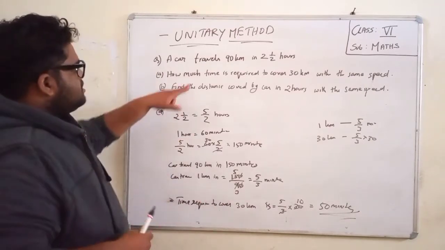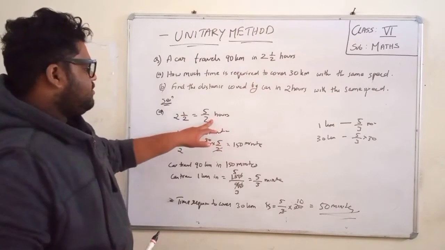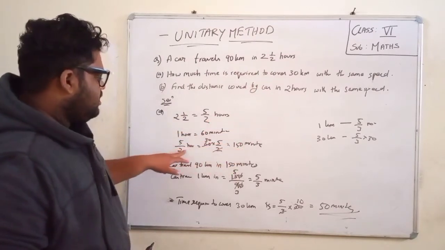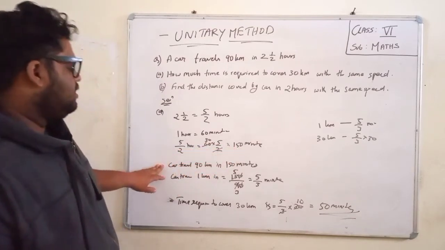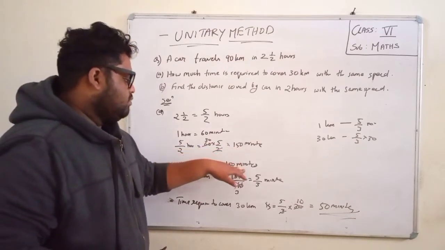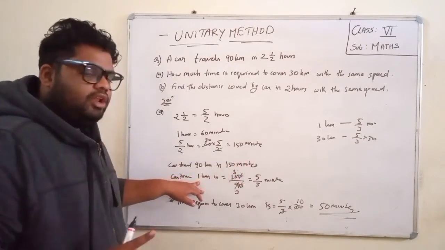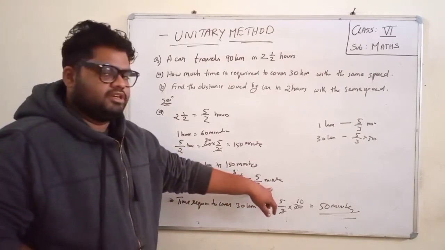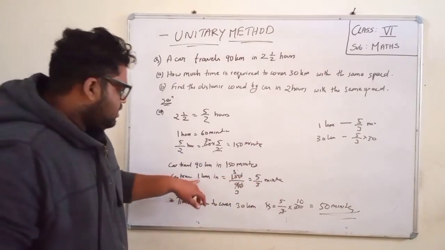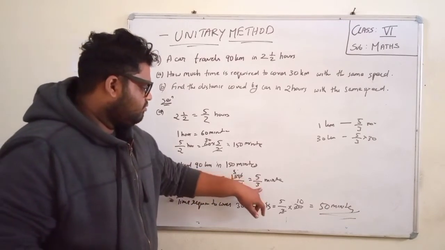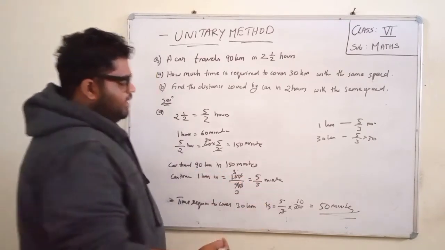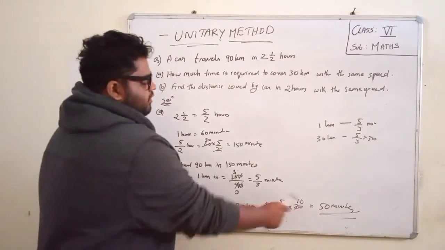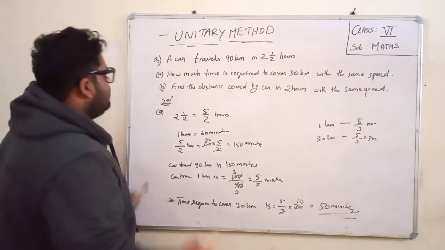I repeat once again, first we converted this into a fraction and then this hour into minutes. Then we know that 90 kilometers takes 150 minutes. So what about 1 kilometer? Dividing 150 by 90, we get 1 kilometer travels in 5/3 minutes. Then multiplying 5 by 3 into 30, we get the time required to cover 30 kilometers, which is 50 minutes.